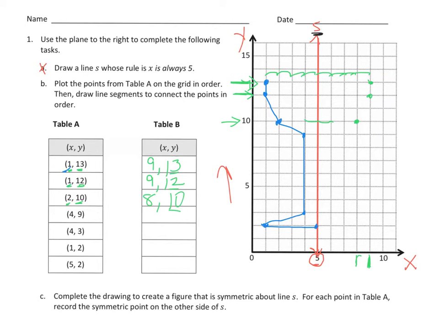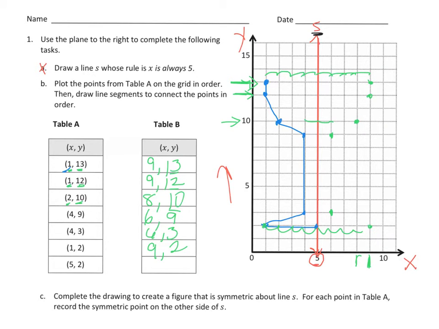So 4, 9 is my next one, and it's 1 away, so I'm going to go 1 right here. So that's going to be 6, 9. 4, 3 is 1 away, and I can see I'm crossing over, so that's going to be 6, 3. And then I have 1, 2, which is right here, and that's going to be 1, 2, 3, 4 away. 2, 3, 4. And that's 9, 2.